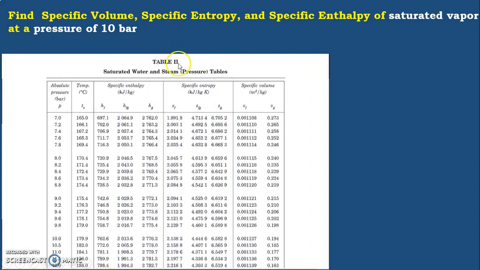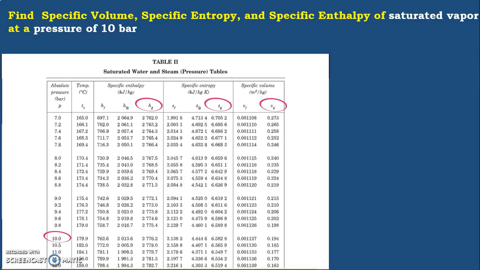Again, there is one more condition. The saturated steam table consists of two types of steam tables, that are the pressure steam table and the temperature steam table. Let's see the question again. At a pressure of 10 bar. Now it's clear that for this problem, the saturated pressure steam table can be used. That is table 2, saturated pressure tables. At a pressure of 10 bar, saturated vapor indicates Hg, Sg, Vg.